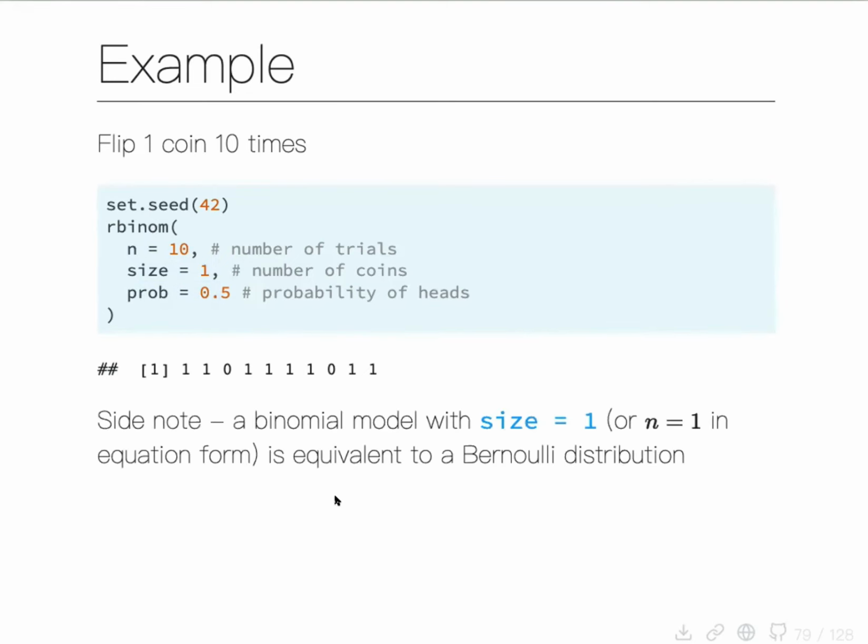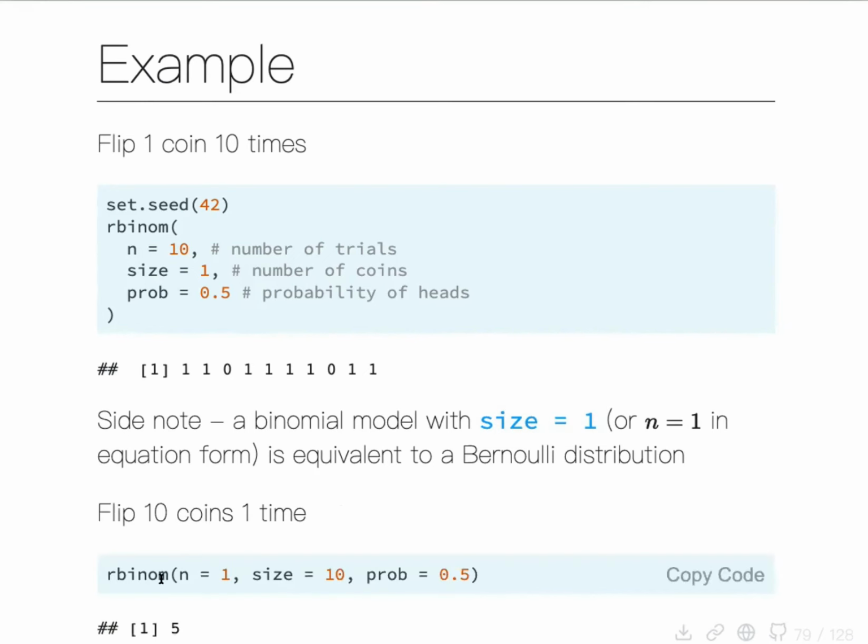I get confused often when I'm doing this about n versus size, so I always have to look at the help documentation to remind myself. But when size equals 1, or n equals 1 in the equation form, that is equivalent to the Bernoulli distribution. So you will often see for binomial logistic regression, the outcome being assumed distributed by a Bernoulli distribution. And in that case, all your modeling is p, because n is 1 always.